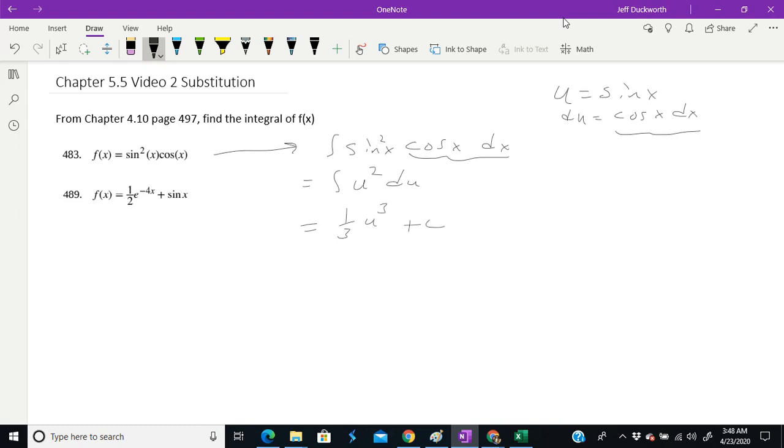So here we have a pretty complex looking thing in the beginning that is simplified pretty easily with a u substitution. Now we have to put our u back in, and our final answer is 1/3 sine cubed of x, and then plus our constant c. So that is the answer to 483. So let's do 489 here.